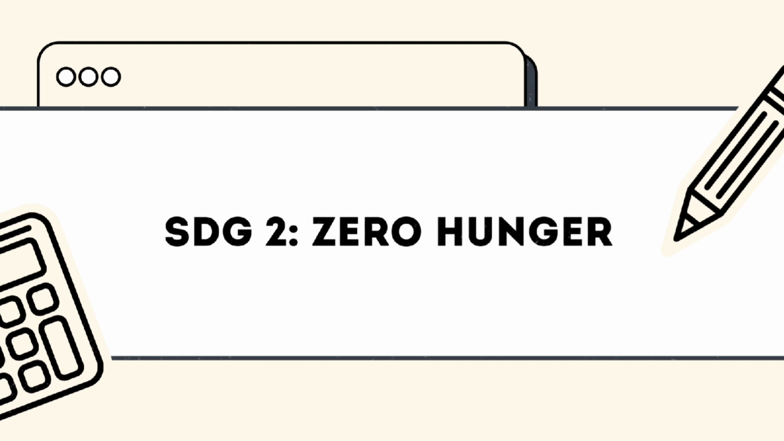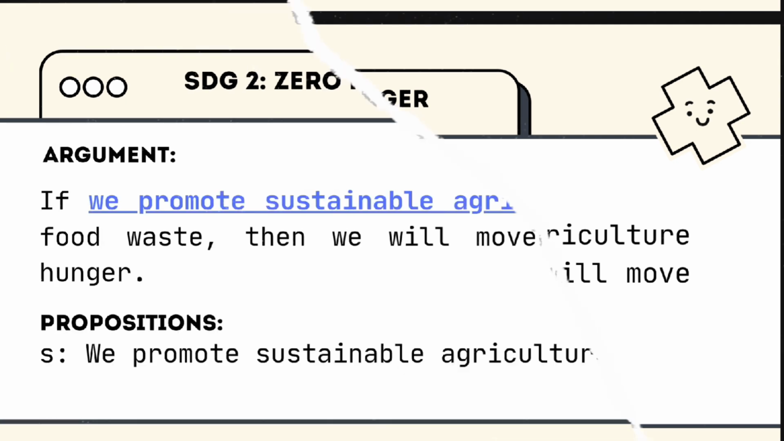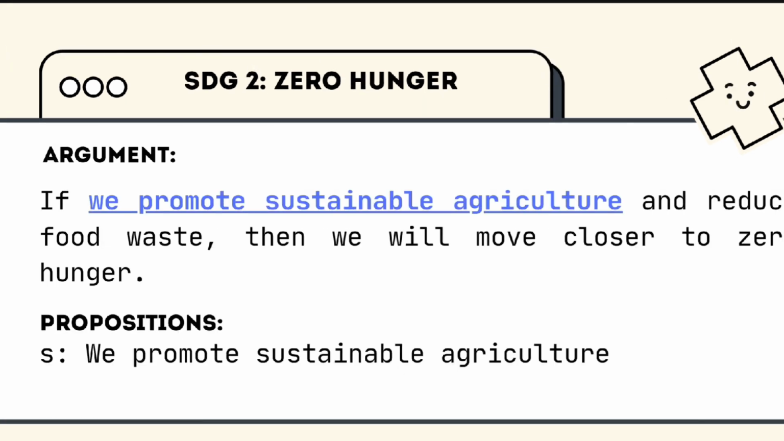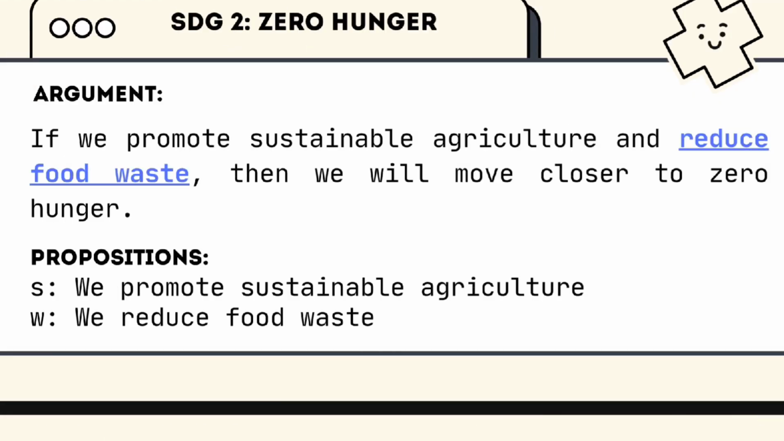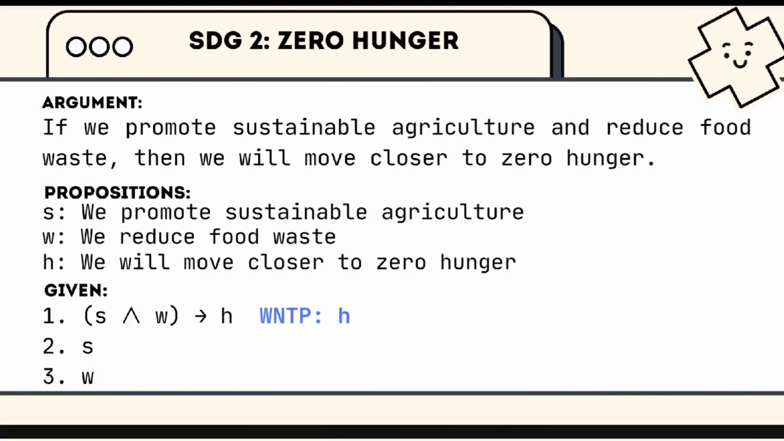So the second argument is SDG 2, zero hunger. So the argument is, if we promote sustainable agriculture and reduce food waste, then we will move closer to zero hunger. So the first proposition is letter S, we promote sustainable agriculture. And the second proposition, letter W, we reduce food waste. And last, letter H, we will move closer to zero hunger.